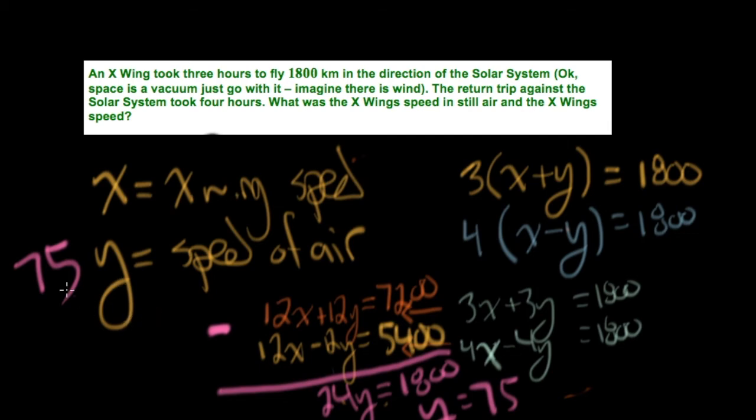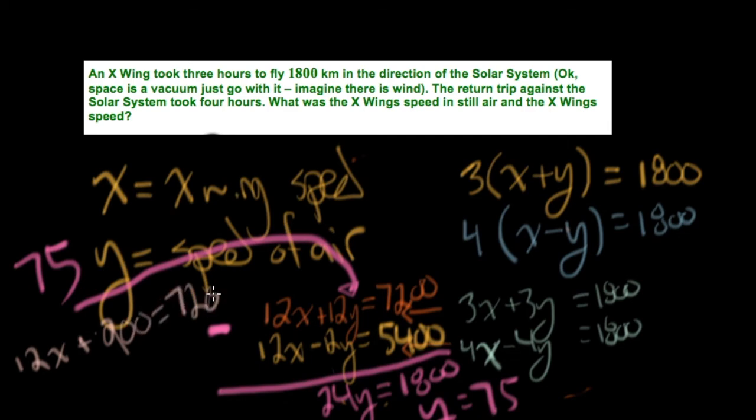Now I need to substitute that 75 somewhere. I'm just going to go right into there. And when I do that, this is getting pretty messy now. So I would get 12x plus 12 times 75, which would be 900, and that would be equal to 7,200.